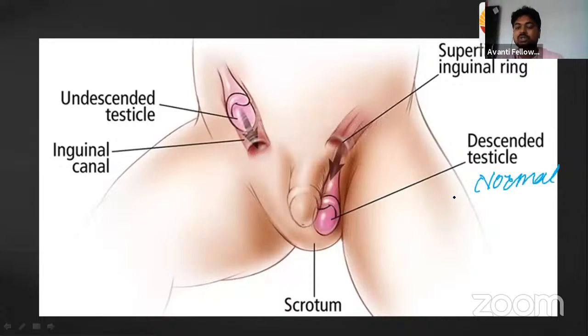So guys, why do we want the testicle to descend? My question is, why is an undescended testicle, or cryptorchidism, not okay? Why is it not okay? Either it stays in the abdomen or in the scrotum.